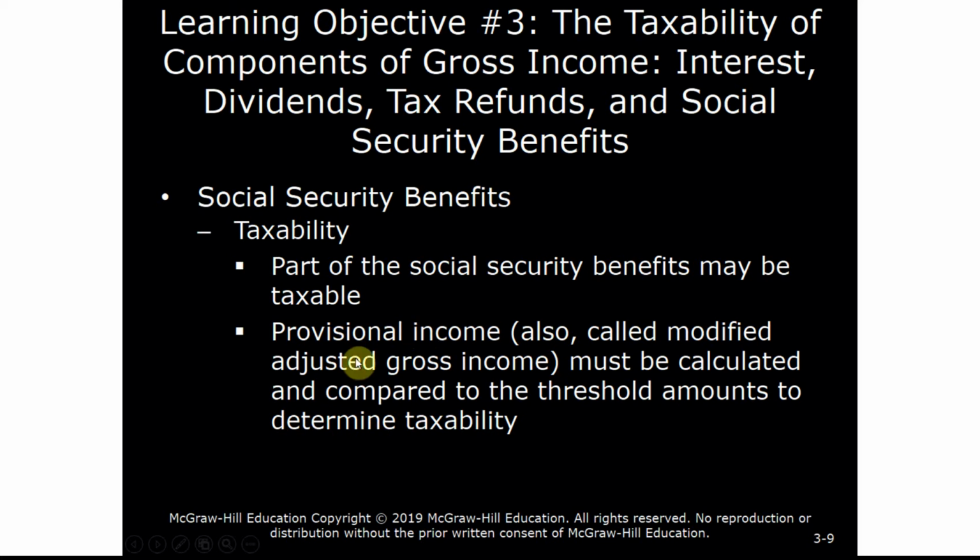The first step that we need to go through when we try to determine if Social Security benefits are taxable is we need to determine provisional income. And this is called MAGI, or Modified Adjusted Gross Income. So we need to first determine the modified AGI, and then we'll use that to compare to thresholds that initiate the process of determining whether or not those Social Security benefits may be taxable.